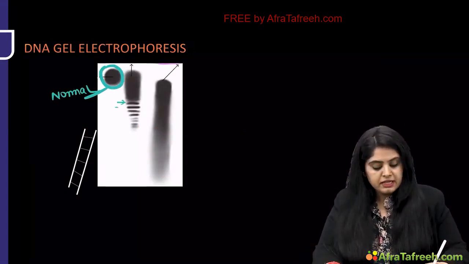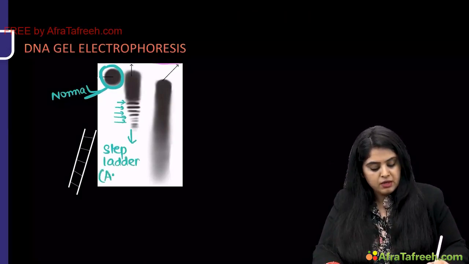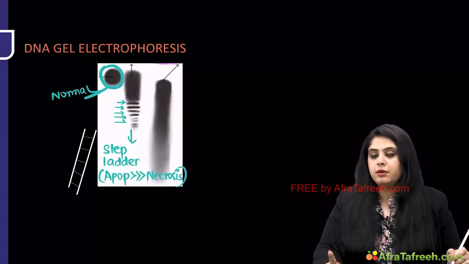Here I see the DNA is broken into many, many lines. And what is this known as? This is known as the step ladder pattern. Where do you see the step ladder pattern? Most commonly it is seen in apoptosis. It can be seen in necrosis also. Can be seen, but most commonly it is seen in apoptosis.